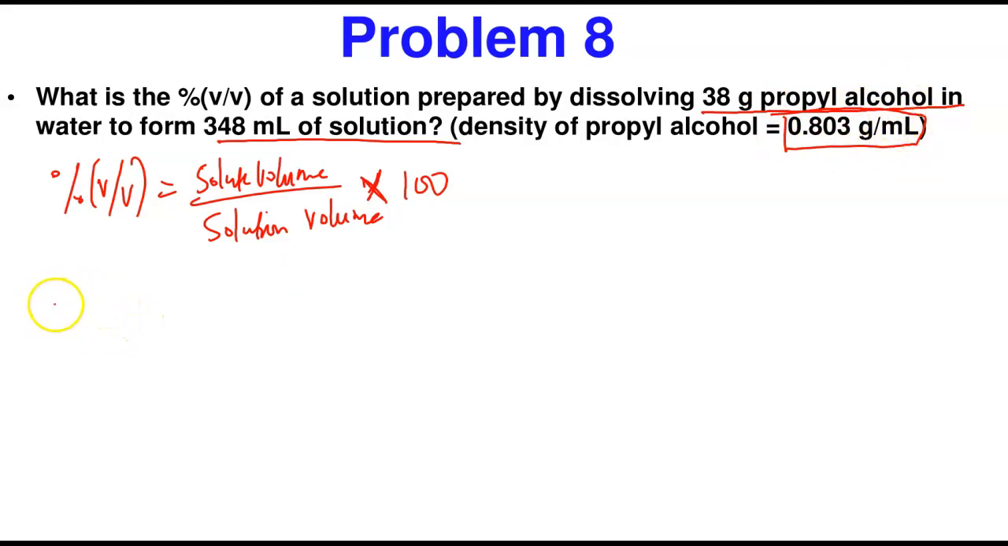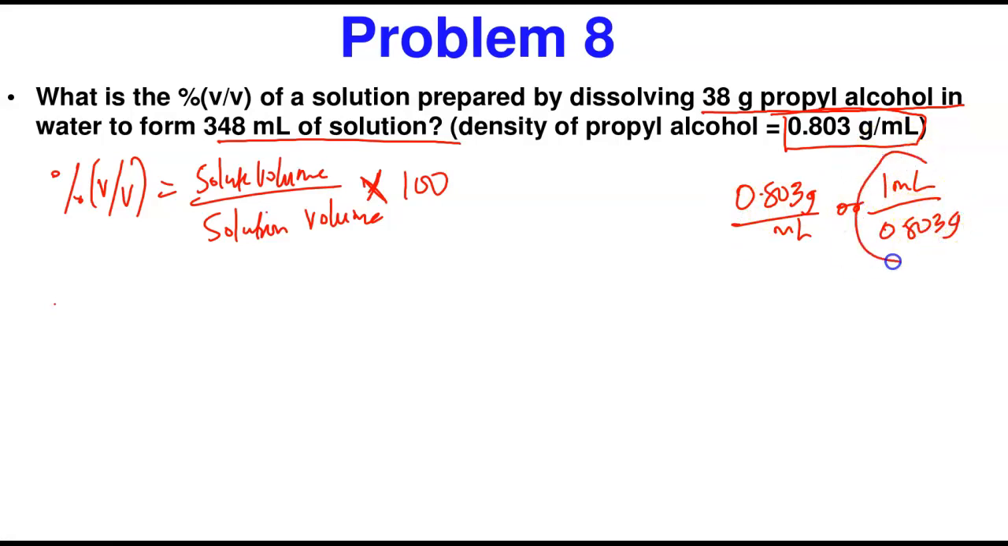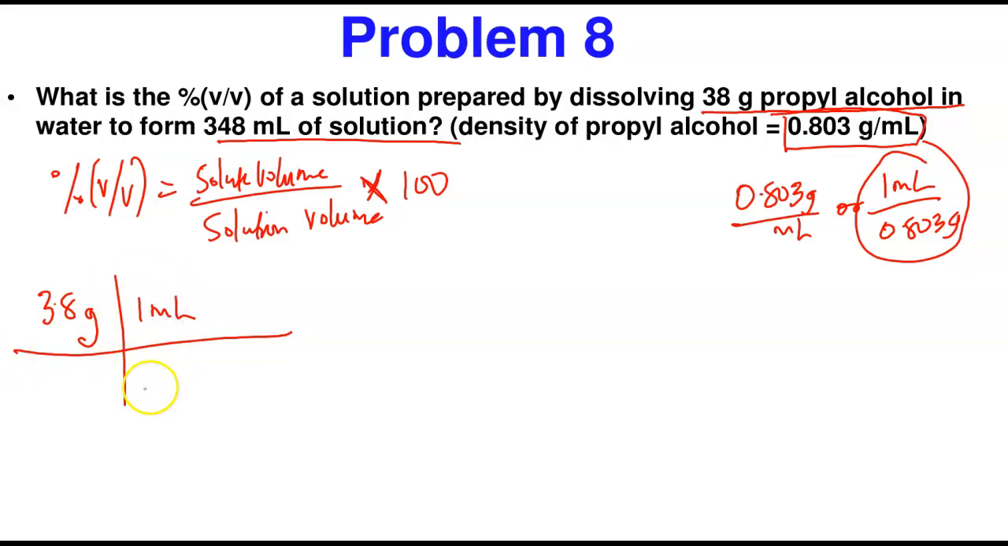Remember, this density simply means 0.803 grams per mil. If you're solving for mass, this is okay. But if you're solving for volume, you need to flip it. It's going to be 1 mil over 0.803 grams. That's what we're going to do because we're looking for volume. So it's going to be 38 grams, multiplied by 1 mil over 0.803 grams. You cancel grams, and this will give you 47.3 mils.